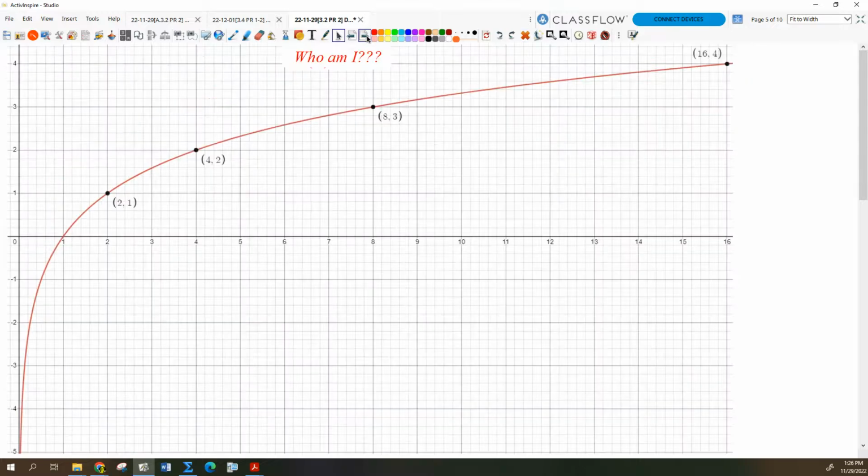Okay. Who am I? Yeah, it's got to be base 2, doesn't it? Because it's like saying b to the 1 is equal to 2, right? b to the 2 is equal to 4, right? So b must be 2. Everybody see that? Okay.